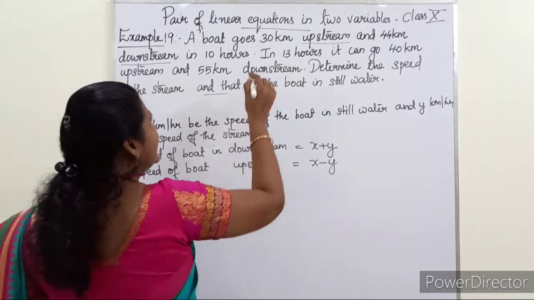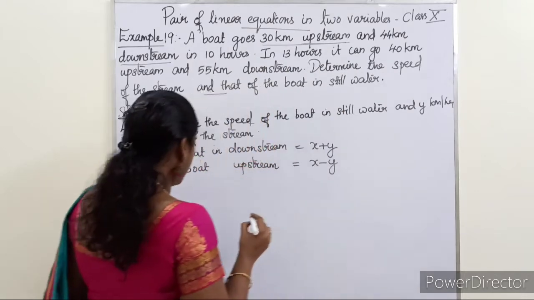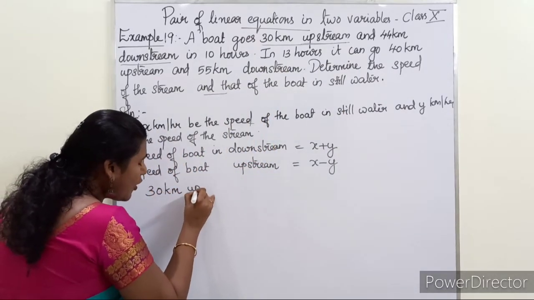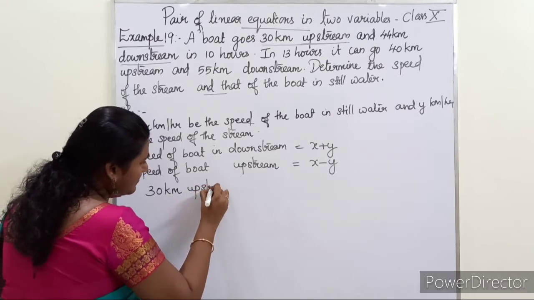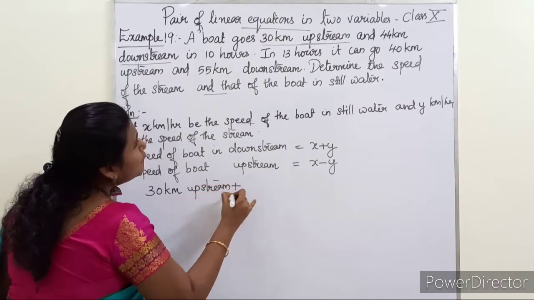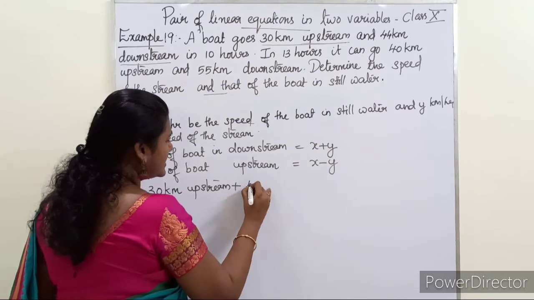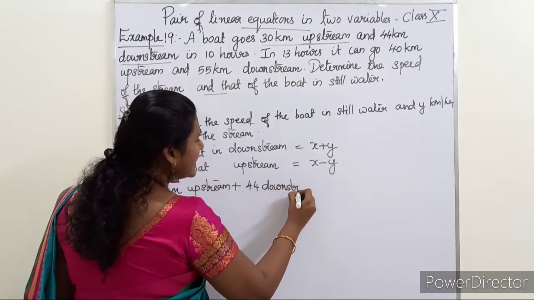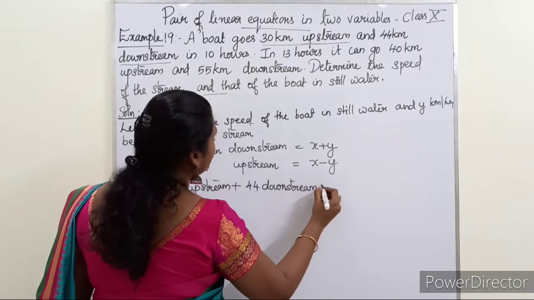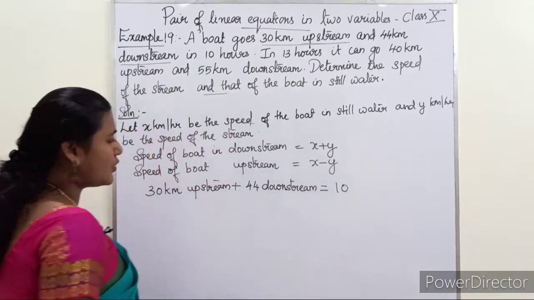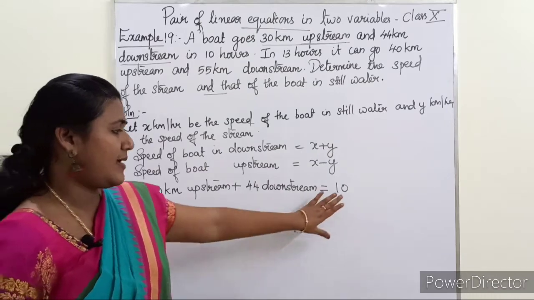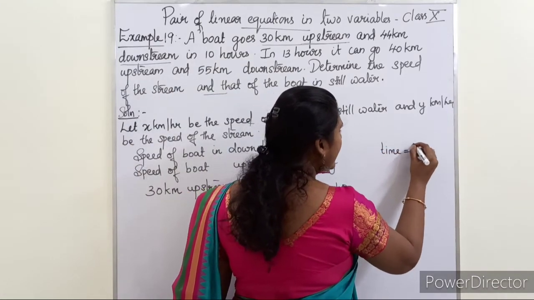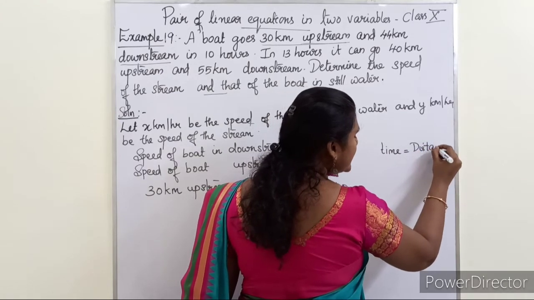A boat goes 30 kilometer upstream. So we will write here what is given in the question. 30 kilometer it is moving upstream, and 44 kilometer downstream. So the total time for this is 10 hours. So what is given is time. Okay, so what is the formula for time? Time is equal to distance by speed.